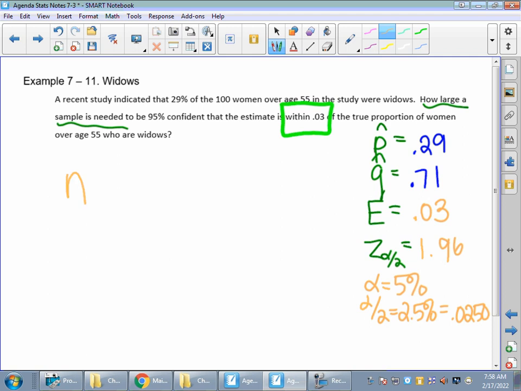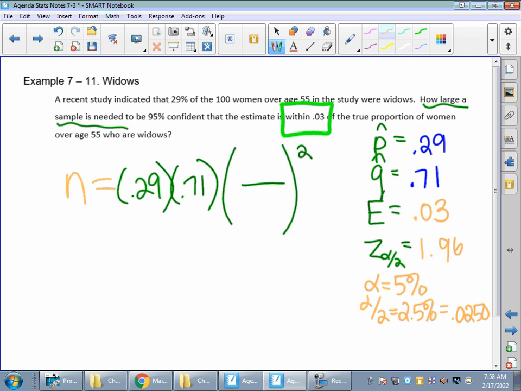So my formula for N is equal to P hat times Q hat, so 0.29 times 0.71, times my Z value over margin of error squared. So my Z value, I think, is a 1.96. My margin of error is a 0.03. You can do this however you want. I usually start with 1.96 divided by 0.03. I hit equals and square it, and then I multiply by P hat and Q hat. Do whatever works best for you.